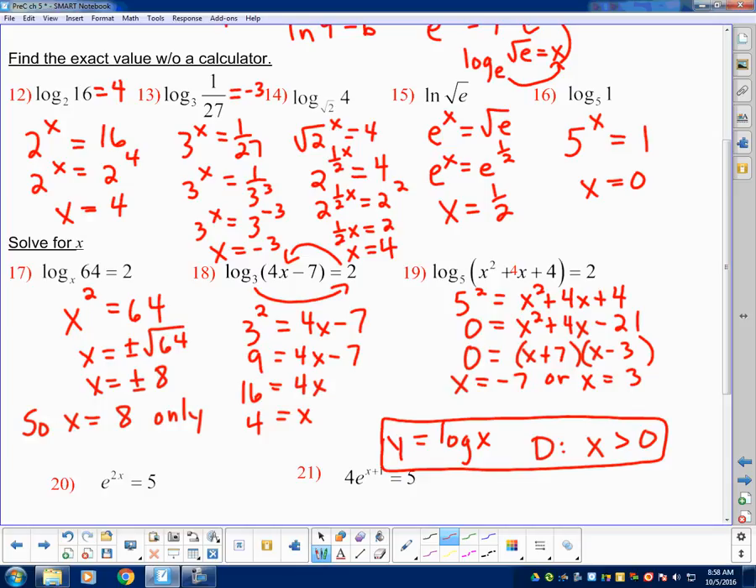Will they both work? We need to check them. Negative 7 squared would be 49, plus 4 times negative 7 is minus 28. 49 minus 28 is 21, plus 4 is 25. So that does work. The negative 7 does work. It gives me a positive value there that I'm taking the logarithm of. And then x equals 3 would be 9 plus 12 plus 4, which is also 25. So both of those work.